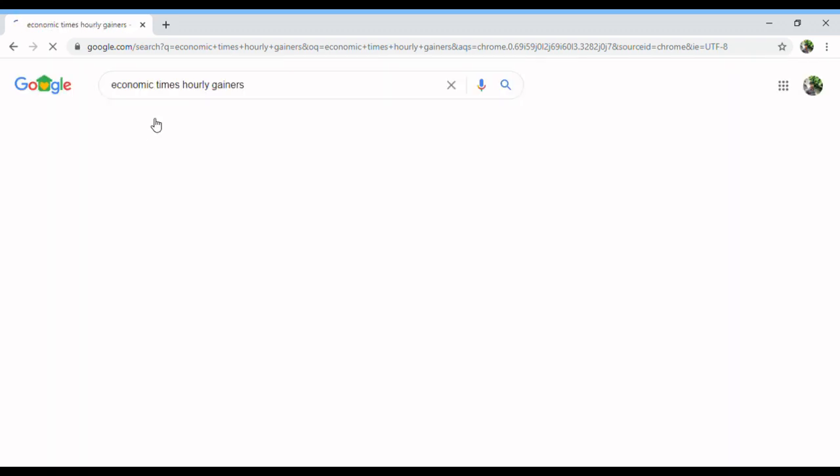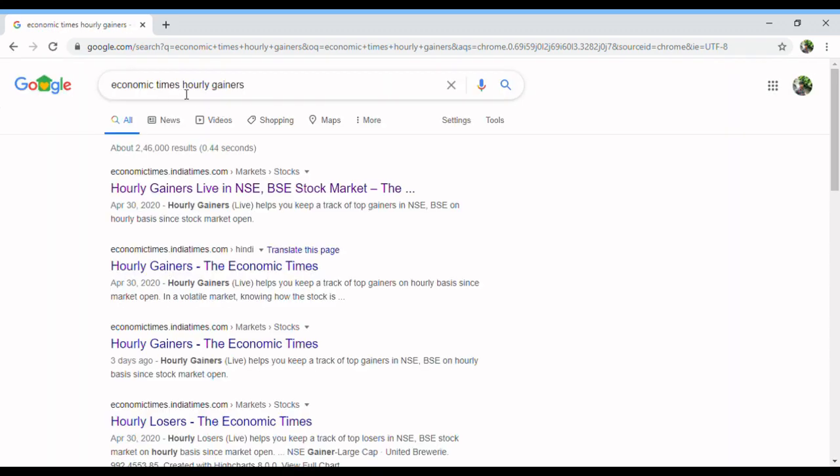Search for Economic Times hourly gainers or hourly losers based on the Nifty movement. Make sure Nifty is trading at least around 0.2% on either the green side or the red side. If Nifty is 0.2% on green, search for the hourly gainers, and if Nifty is trading on the red side at minus 0.2%, then search for the hourly losers. Once you search for this, click on the first link, hourly gainers live in NSE.